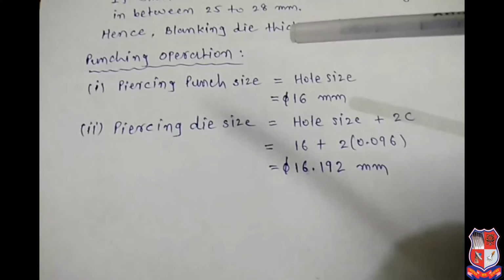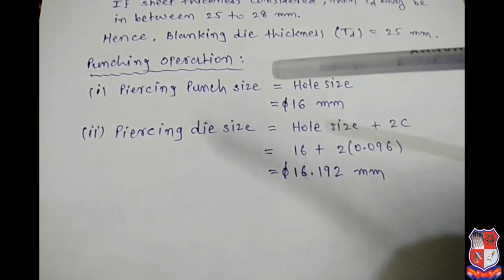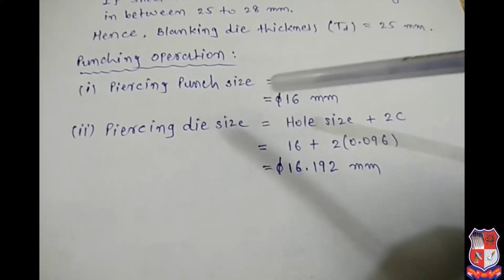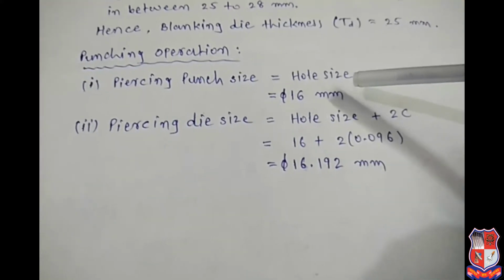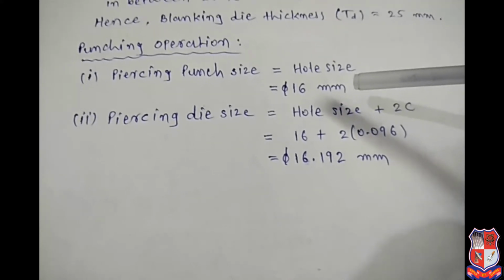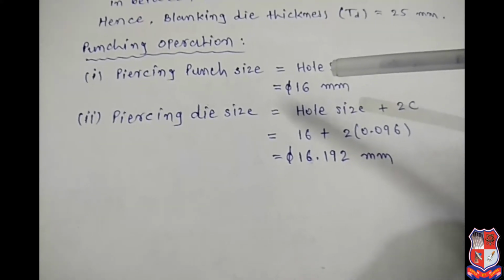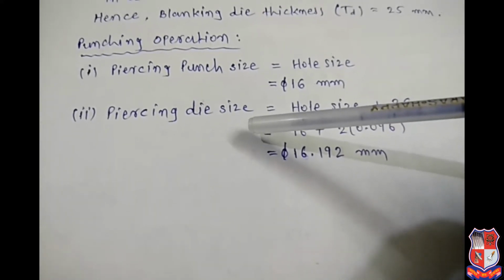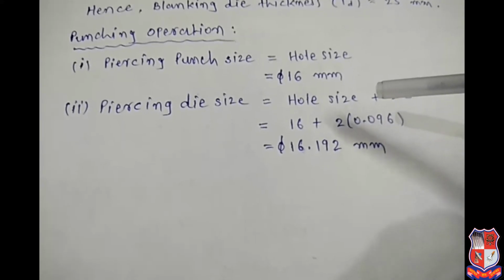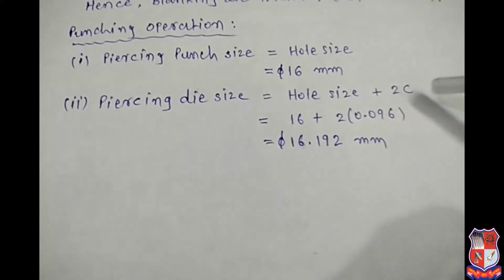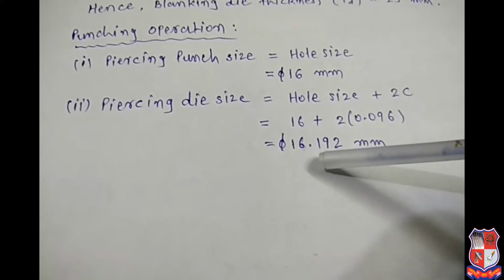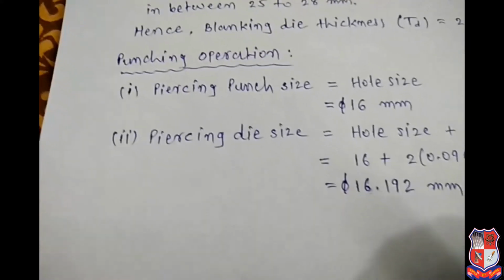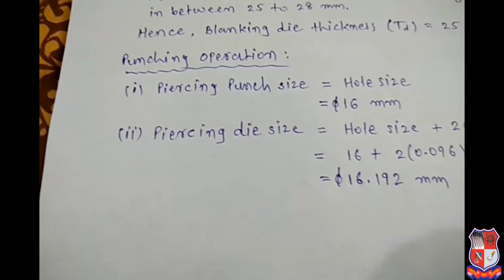Now next is how to find out the punch size and die size for the punching operation. Here the piercing punch size will be equal to the hole size, and the central hole dimension is given, that is 16 mm. So your punch size will be 16 mm. Now what will be the size of the piercing die? It is always larger than the hole size. So hole size plus 2C, that will come around 16.192 mm. So in this way you can calculate all the parts A, B, C, D.